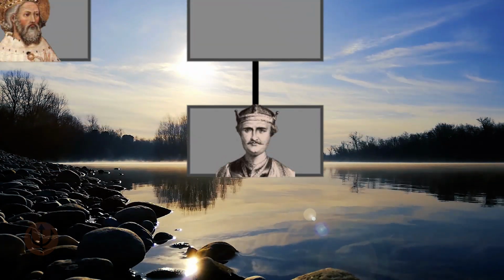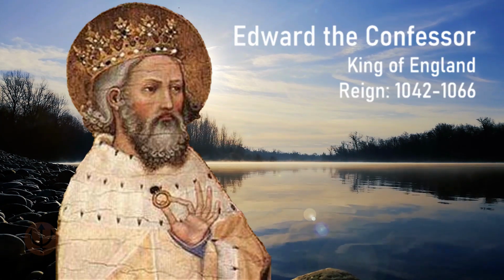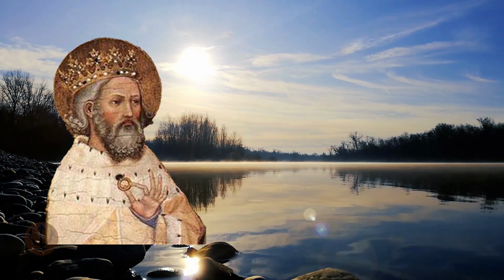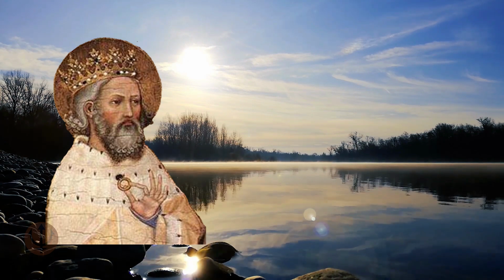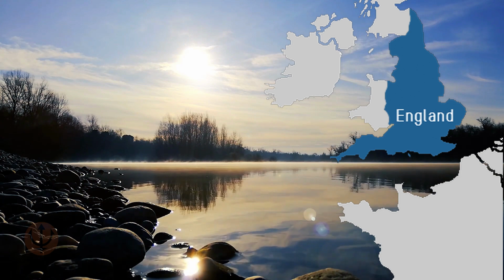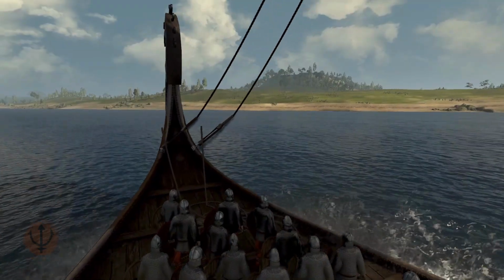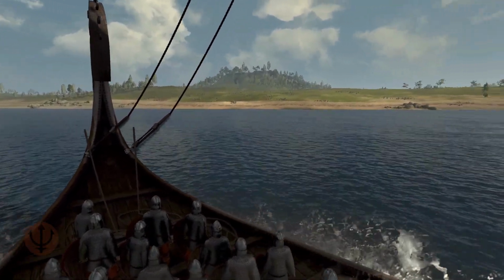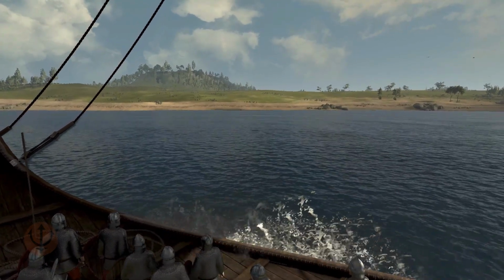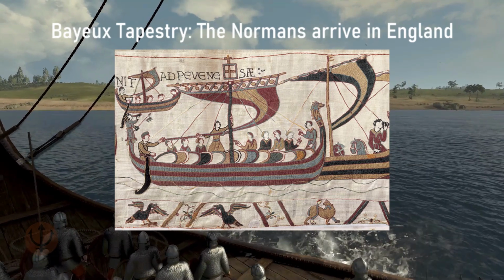William's first cousin once removed was the childless King of England, Edward the Confessor, who supposedly promised William succession to the throne. However, moments before he passed away in 1066, Edward instead granted the Kingdom of England to his brother-in-law, Harold Godwinson. And so, determined to recover what he believed was rightfully his, William the Conqueror amassed his army of well-trained Normans, Bretons, and Flemish, and he ferried them over to the land of England.